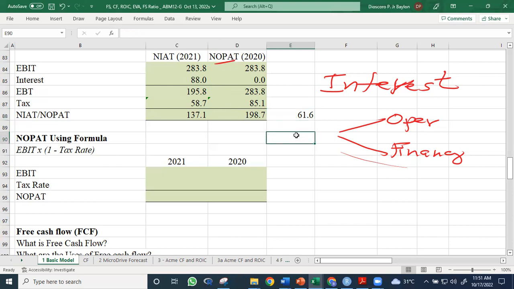Now, I thought that the interest will be the difference. 88. Diba? Kasi ang tinanggal natin sa NOPAT is 88. Now, why is it that it's only 61.6? What happened? I was expecting that the difference between NOPAT and NIAT is 88. Why did it become only 61.6? Why, class?